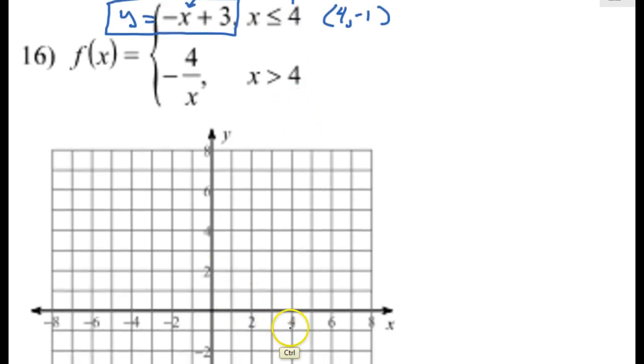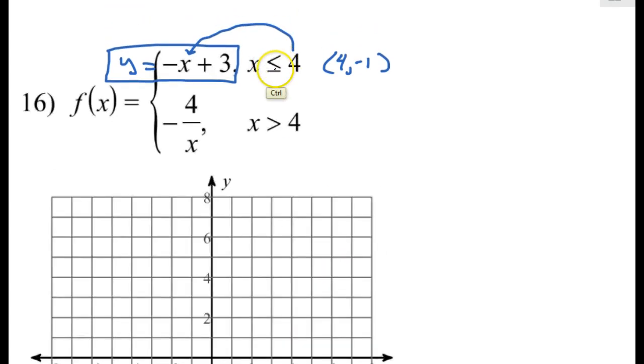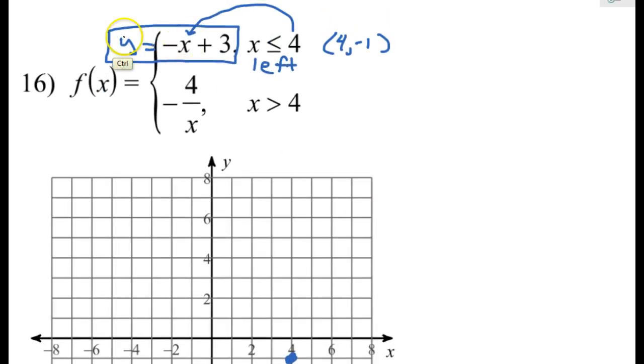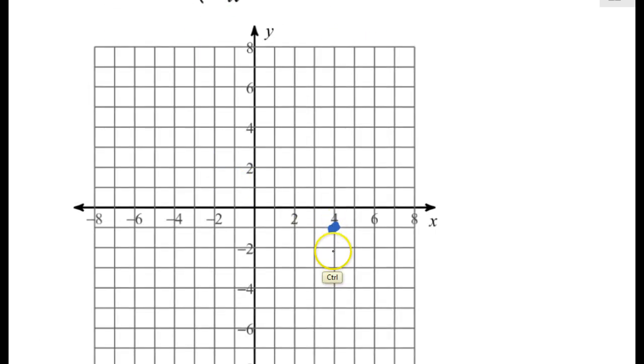Alright, 4 comma negative 1 is right here. Closed circle. This is the endpoint of this piece of the graph. Less than or equal to. That means we should be going to the left for more points. Now this is linear. That makes it really easy because I know what to do with y equals mx plus b. The slope is negative 1. That means down 1 over 1 to the right. So normally I would go like this, down 1, right 1, down 1, right 1.